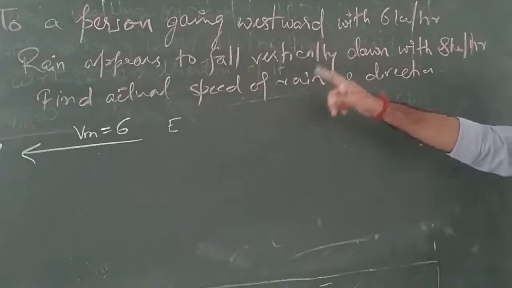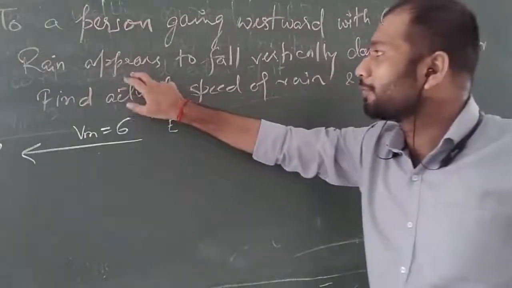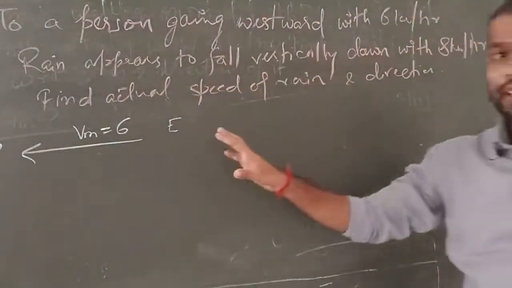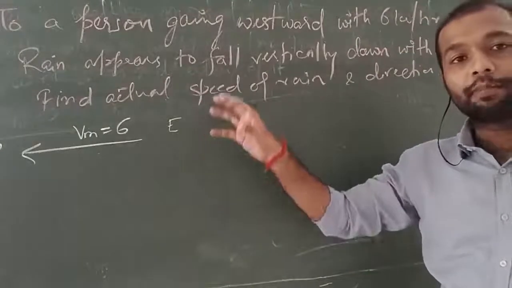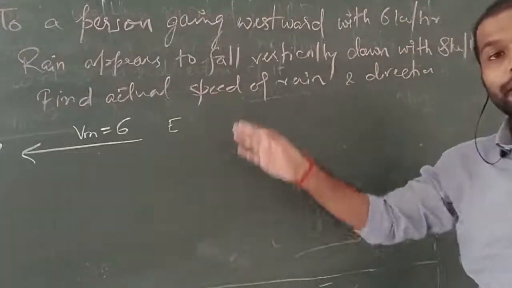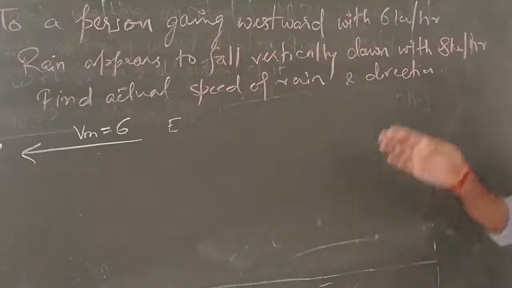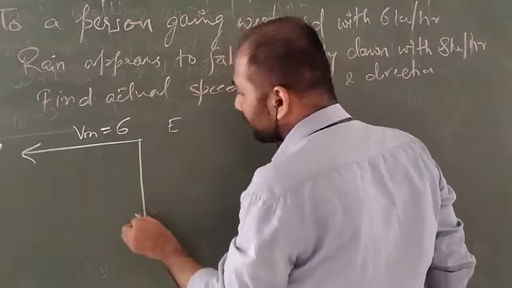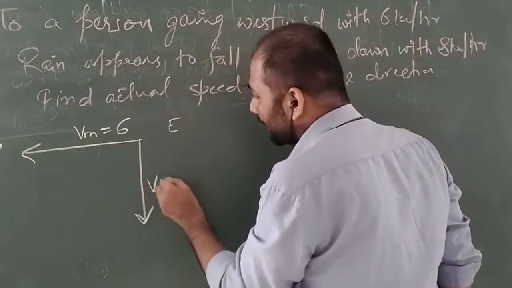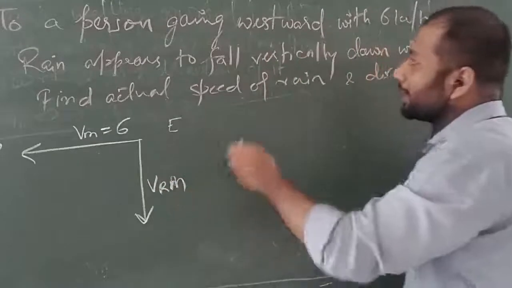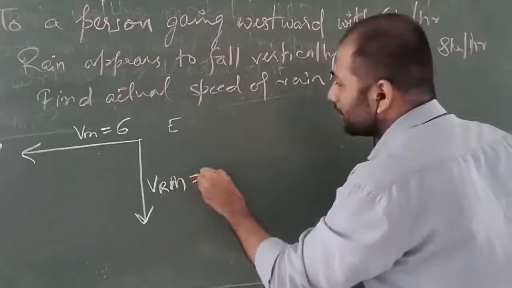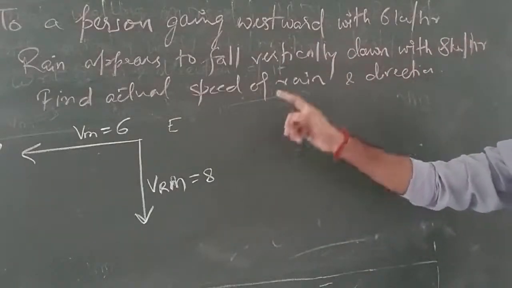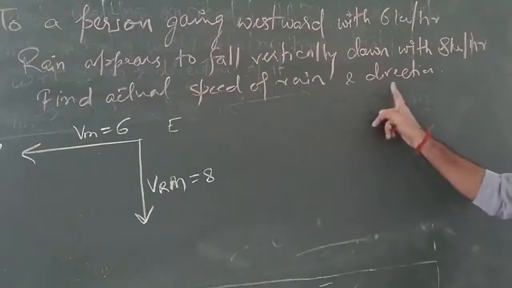Now, rain appears to fall. Mind the words, be careful with the words that are given. Rain appears to fall vertically. That means when the man is moving, the rain appears to him to fall vertically. Appear means that this is not the actual velocity, this is the appearing velocity, that is known as the relative velocity. So the rain appearing to him, that is VRM, is given to us, which is vertical, and its value is 8. So what it is asking us is the actual velocity of the rain, what is the real velocity of that rain, and its direction.